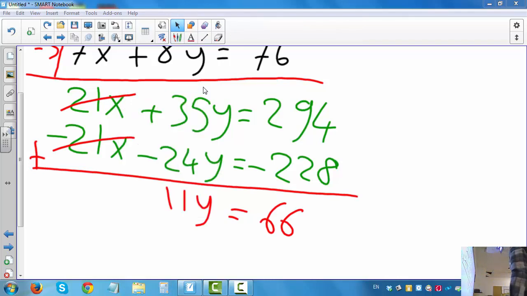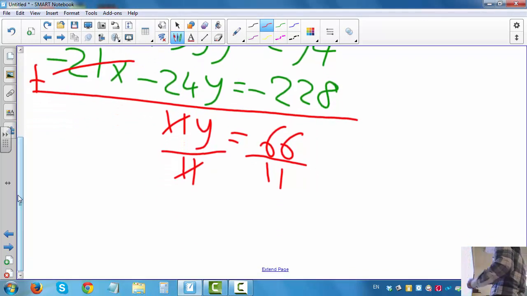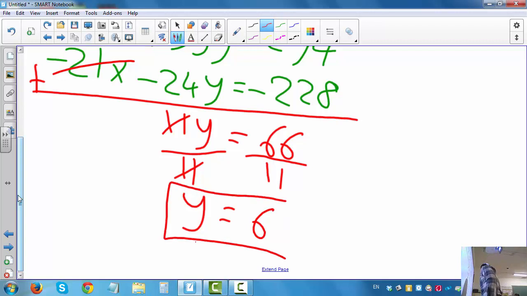And now all I have to do is leave y alone. Divide by 11. Divide by 11. And I am done now with part 1. Y will be 66 divided by 11, which is 6. I found out what the y is. So this is part 1. That's what you need to do first.